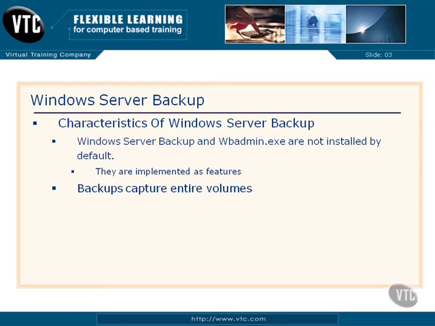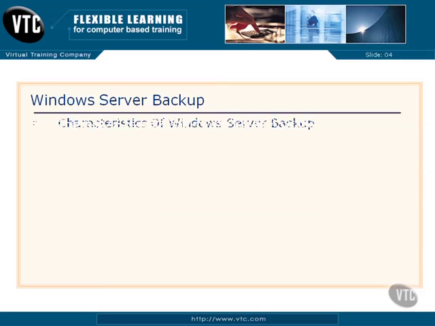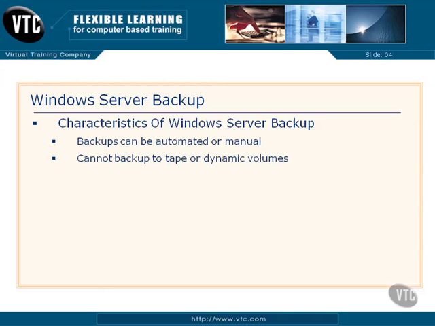Backups, when we do a backup with Windows Server, capture entire volumes: system volume, boot volume, volume hosting sysvol, volume hosting Active Directory database, all of our Active Directory logs. And so backups are going to capture all of those. Then backups can be automated or manual, and watch for this. You cannot back up to tape or dynamic volumes. You can back up to network drives, removable hard drives, as long as they're basic volumes, no dynamic volumes.